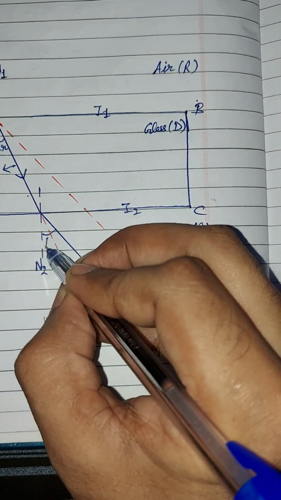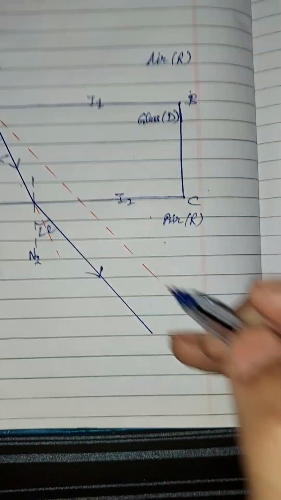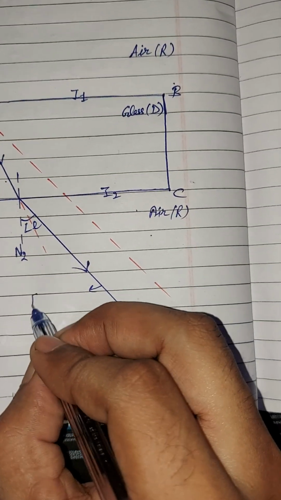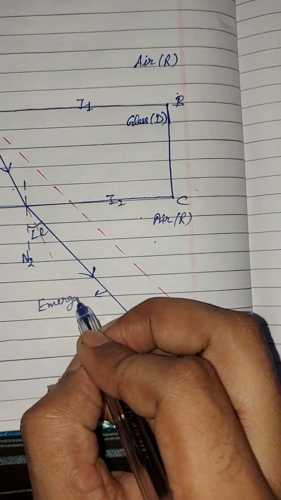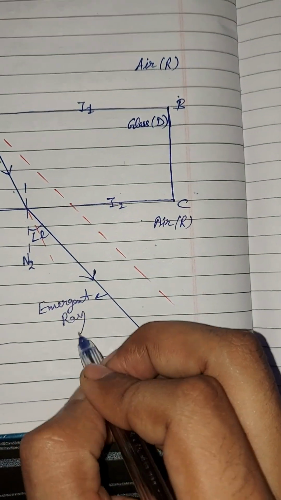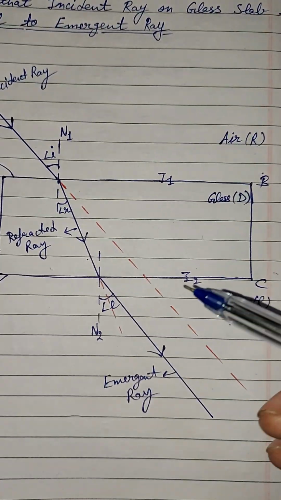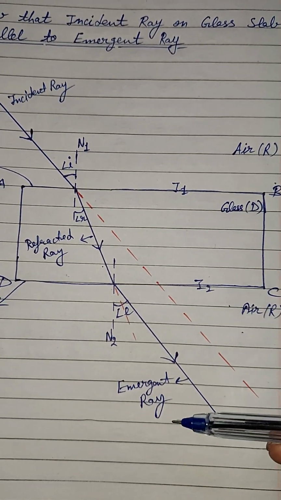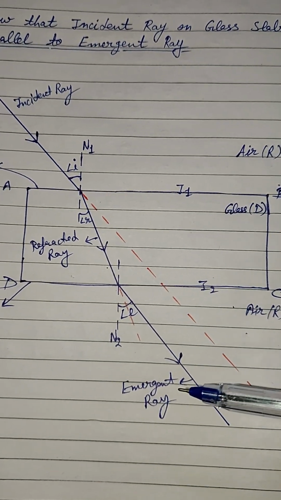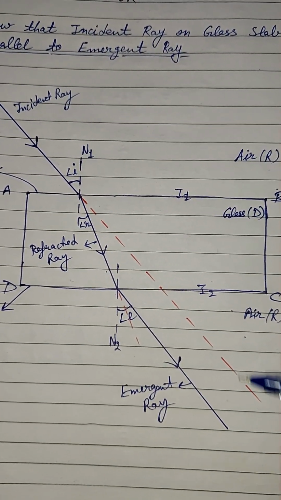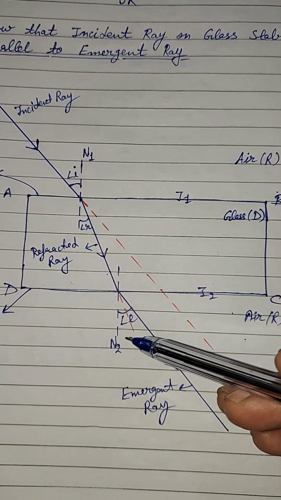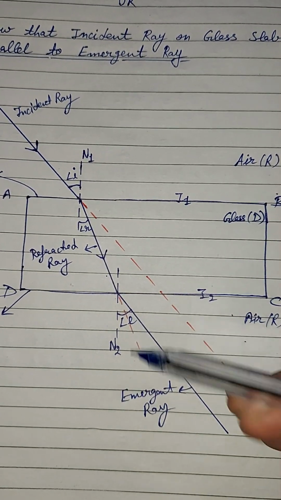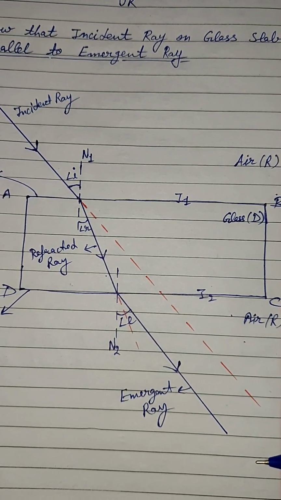This will be the angle of emergence. This is the emergent ray. What is the emergent ray? The ray of light which comes out of the glass slab after refraction is known as the emergent ray, and the angle between the normal and the emergent ray is known as the angle of emergence.